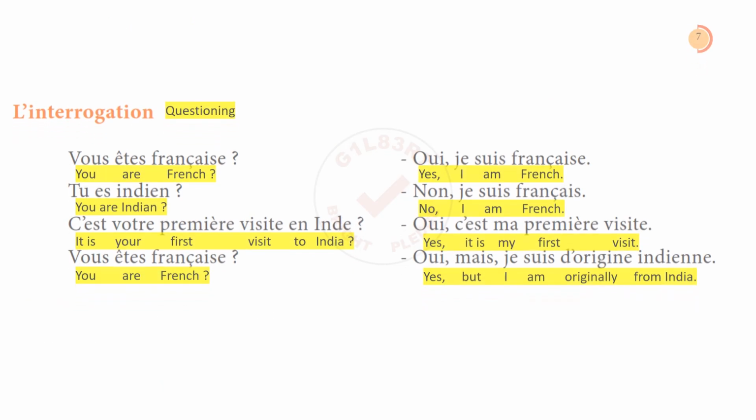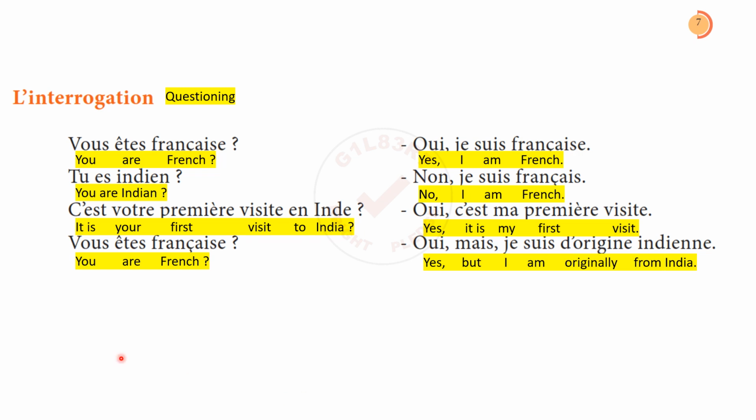Next, we are going to learn a few sentences on questioning, l'interrogation. So, the first sentence, vous êtes français, meaning you are French, and then you are replying and saying, yes, I am French. Oui, je suis français. The second one, tu es indien, you are Indian. Non, je suis français. No, I am French.